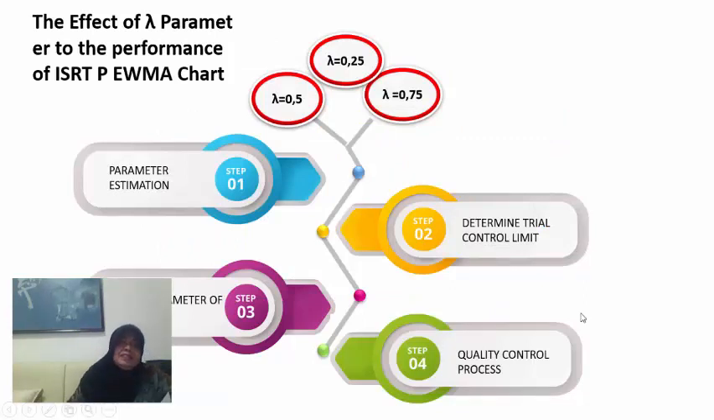The next slide explains the effect of the lambda parameter on the performance of the chart. Previously, we used the parameter lambda as a weighting factor at 0.25. We will rerun the same procedure at different values of the lambda parameter. Take lambda at 0.5 and lambda at 0.75. Then rerun the process.